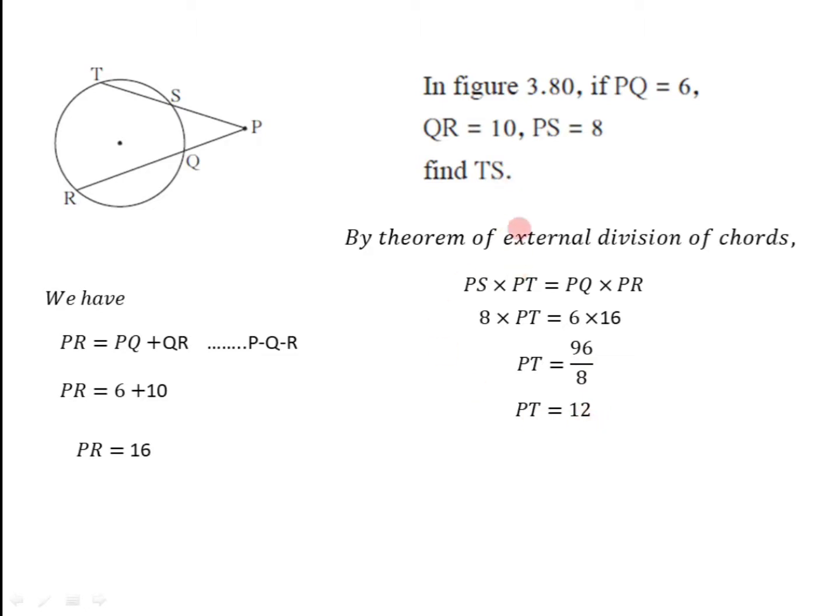But that is not the question. We have to find the length of segment TS and not PT. So we have again one relation. PT is the sum of two smaller segments PS and TS. We can write PT is equal to PS plus TS, as P, S and T are collinear points. So the length of segment PT, that's 12, is equal to PS, which is given to be 8, plus TS. If we take 8 to the left hand side, it will be 12 minus 8 is equal to TS. So 12 minus 8, that's 4, is equal to TS. So the length of segment TS is 4 units.